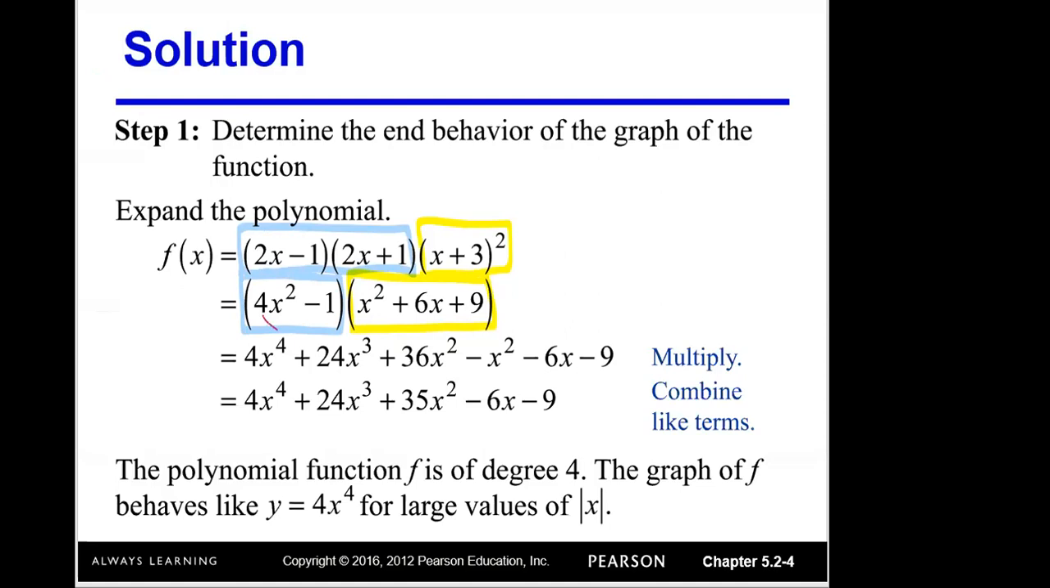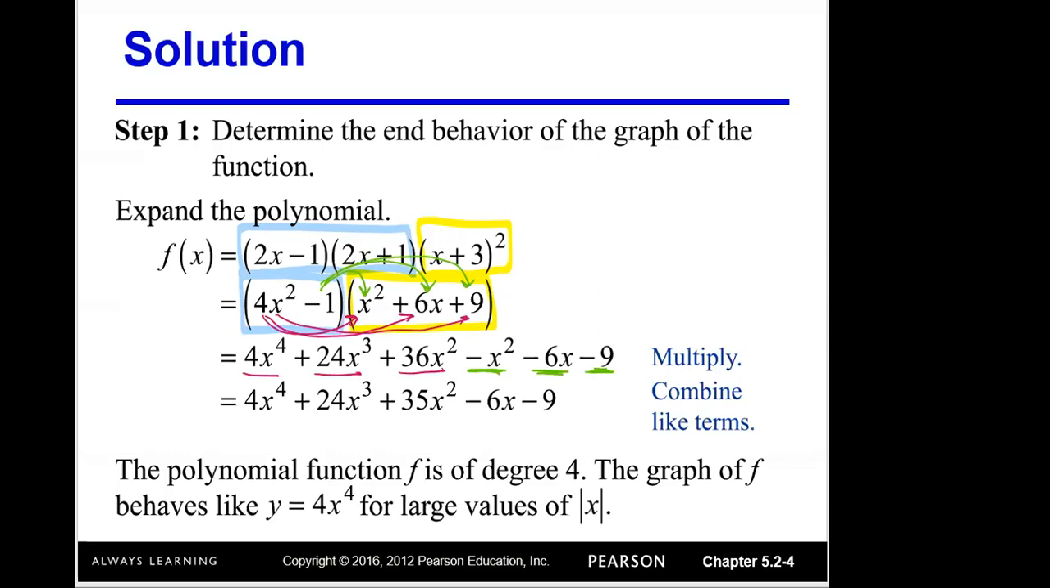And then they went through and distributed the 4x squared. That gave them 4x to the fourth. Then the 4x squared times 6x gave them 24x cubed. And then 4x squared times 9 gave them 36x squared. Then they went back and got the minus 1 times x squared. That gives them this minus x squared. Minus 1 times 6x is minus 6x. And minus 1 times positive 9 is minus 9.